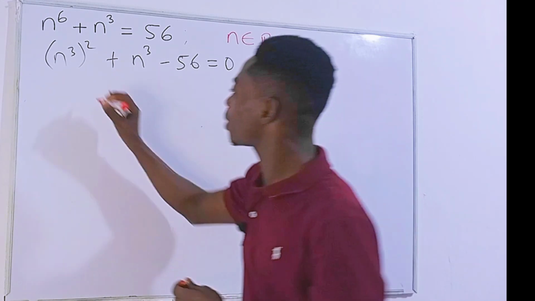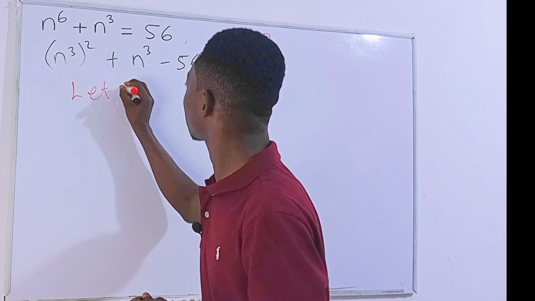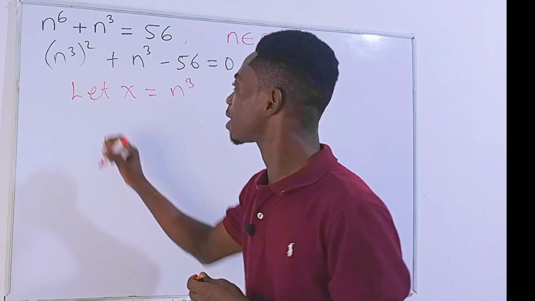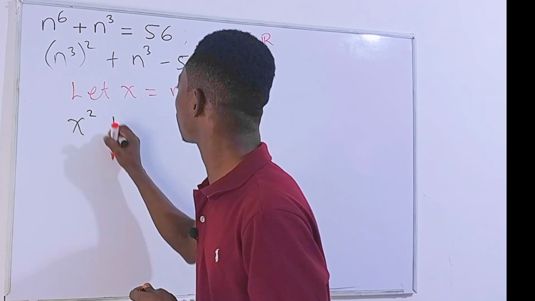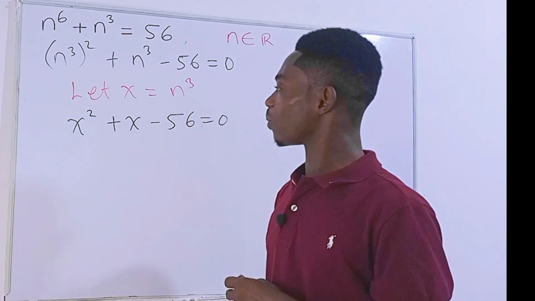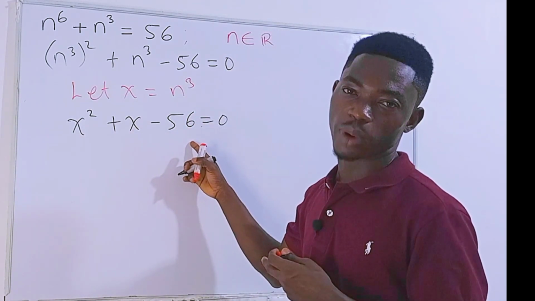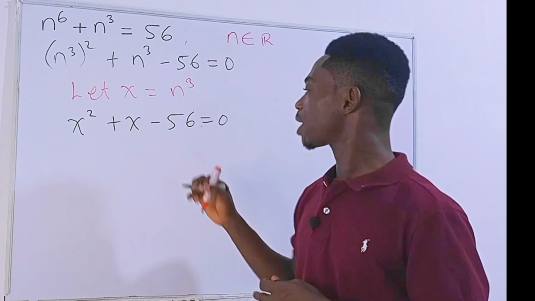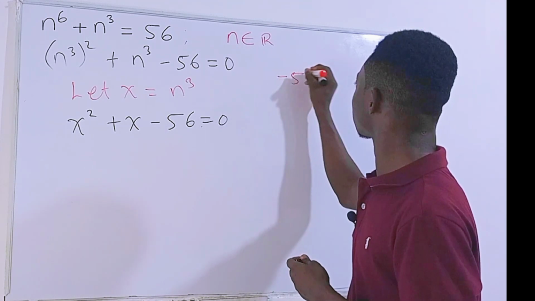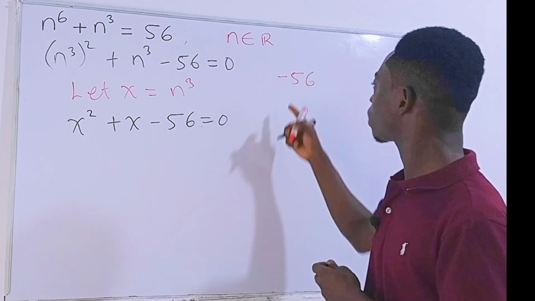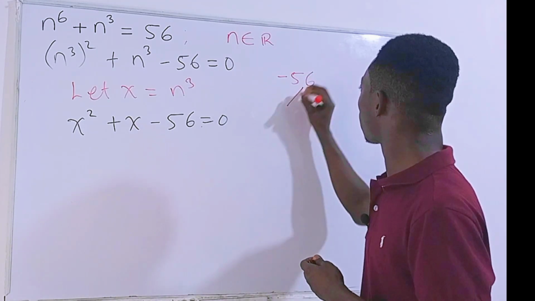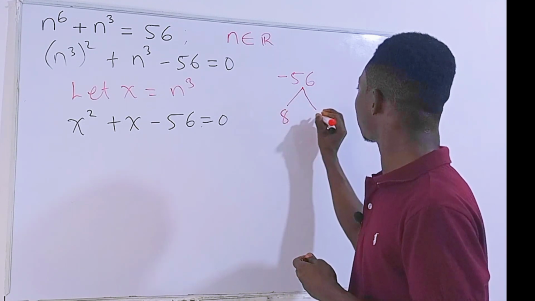Now at this point we will go ahead and let x be equal to n to the 3rd power. So the new equation is now x to the 2nd power plus x minus 56 is equal to 0. And this time we have a very nice quadratic equation right here, which is pretty easy to solve. Check this out. I'm going to use factoring method for that. The constant right here is negative 56. All we need is two factors that their product will give us negative 56, but their sum will give us positive 1. And that is pretty much easy because the factors are 8 and 7.